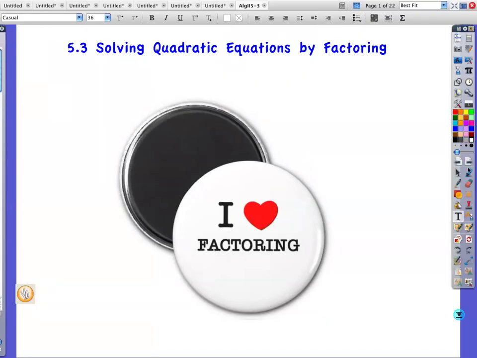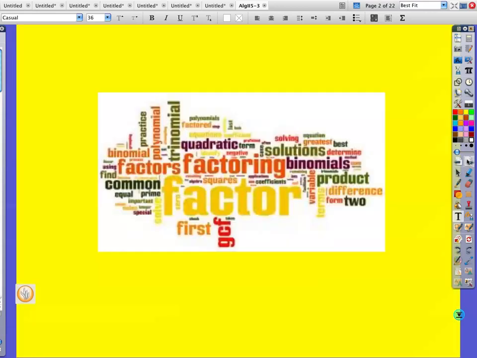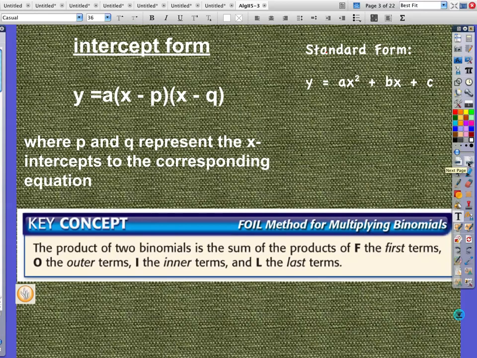I lost my thought for a minute in the first minute. Okay, 5.3, solving quadratic equations by factoring. And I actually kind of like to factor. Kids usually don't, but I don't mind it. Yeah, all kinds of things, determining from factoring.